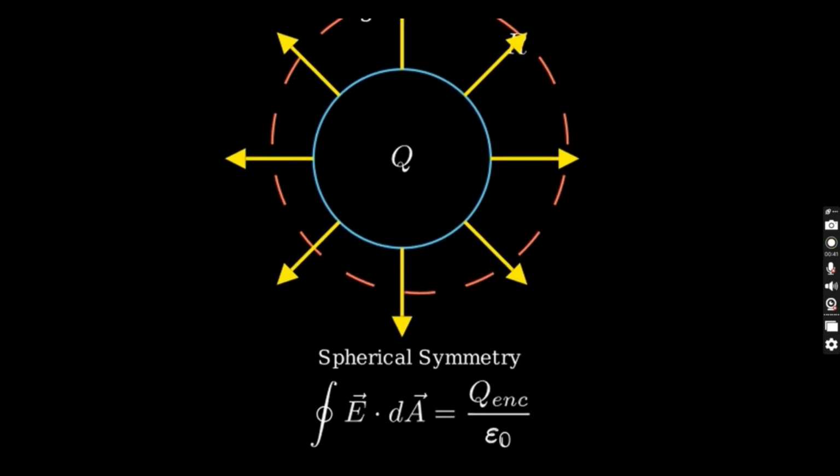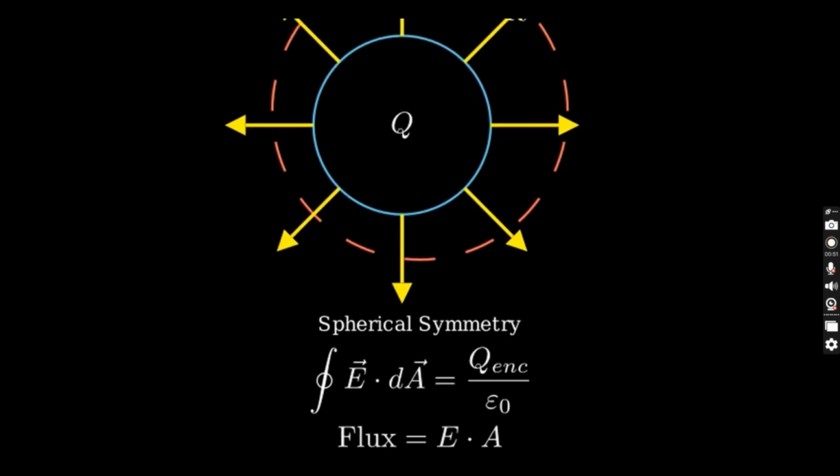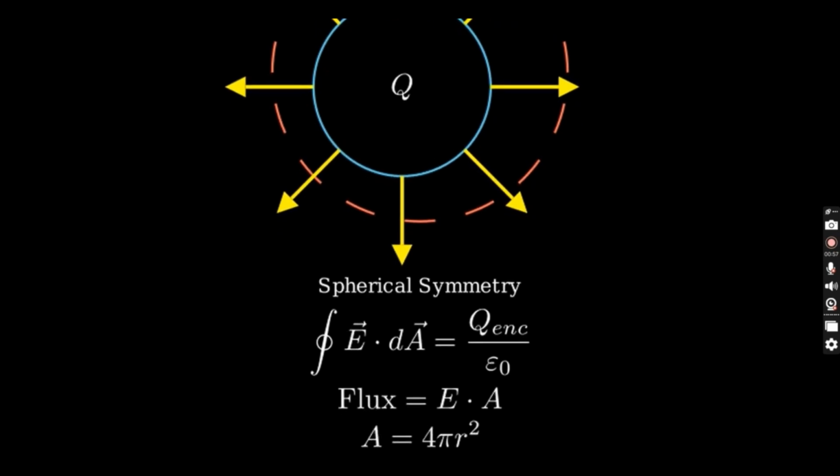Gauss's law states that the electric flux through a closed surface equals the enclosed charge divided by epsilon naught, the permittivity of free space. Due to the spherical symmetry, the electric field is perpendicular to the surface at every point and has the same magnitude E. The area of our Gaussian surface is 4 pi r squared.